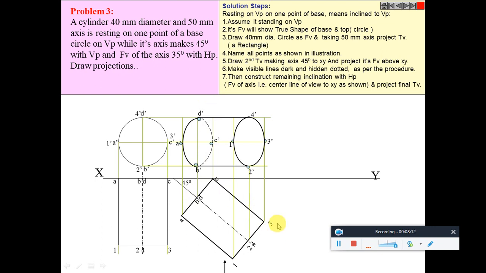Whereas this point 3 is visible, 2, 4 and 3, this is the visible region, right? So 3 is also visible, so that should be drawn in the dark line. Whereas C and 3, listen, C and 3 will be hidden. Okay, thank you.